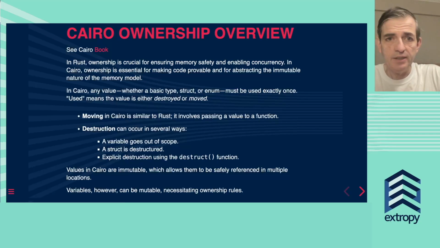Moving is similar to the move semantics in Rust, and it involves passing a value to a function, say. And then the other way it could be used is destruction, which means the variable goes out of scope, or a struct is destructed, or that we explicitly use the destruct function. Values in Cairo are immutable, which allows them to be safely referenced. Variables, though, can be mutable, and that's why we need ownership rules with them.